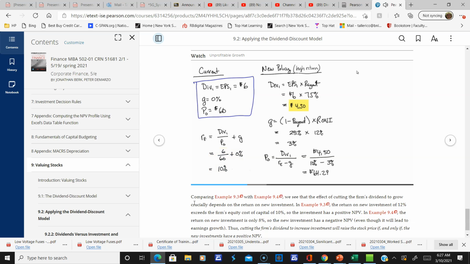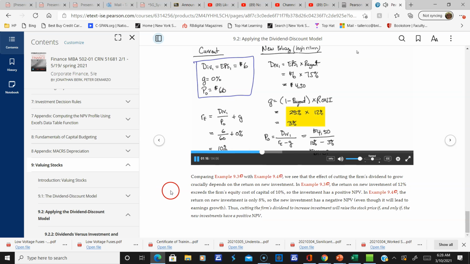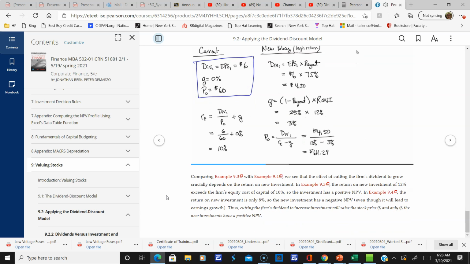Under the new policy, Crane planned to cut its dividend to $4.50, reinvesting the remaining 25% of its earnings to support growth. Given a retention rate of 25% and return on new investments of 12%, this policy implied a 3% expected growth rate of Crane's future earnings. Using the constant dividend growth model, this implied an increase in Crane's share price to $64.29.